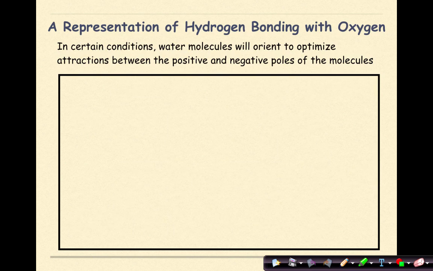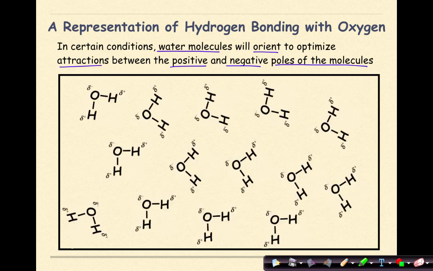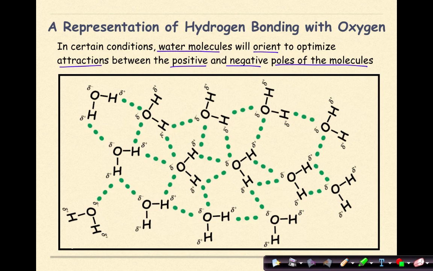A representation of hydrogen bonding with oxygen. In certain conditions, water molecules will orient to optimize attractions between the positive and negative poles of the molecules. So here we have some water molecules, and they have oriented themselves so they can make those connections, those forces of attraction, by hydrogen bonding between themselves and form things like liquid water and ice. When we add heat to a situation like this, we break the hydrogen bonding, we break the intermolecular forces, and we create water vapor. But at no point in time was any covalent bond harmed during this process.